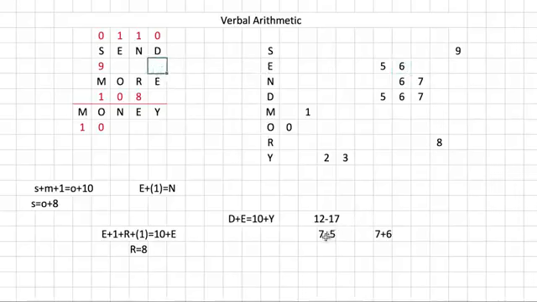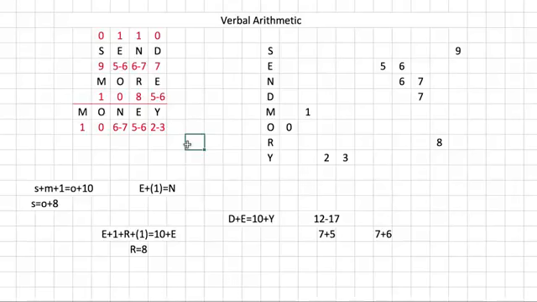So if E is 5 or 6, then D is definitely 7. Right? Because E can be 5 or 6, and this can be 6 or 7. So this is where we are.